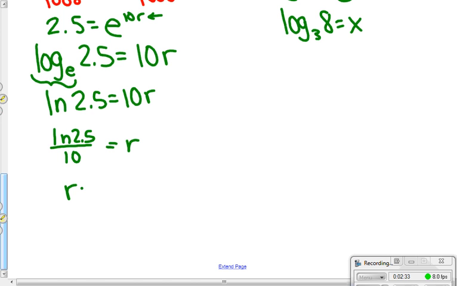And I think it comes out to like 0.09. Double check that. Okay, 0.0916. So that means that he would have to find a bank that offers what % interest? If R is 0.09, he'd have to have a bank that offers 9% interest, which is not likely to happen. Okay? Most banks offer interest rates much lower than that.